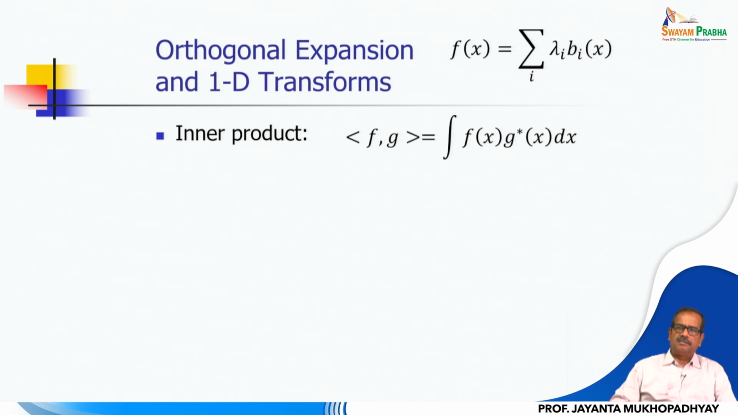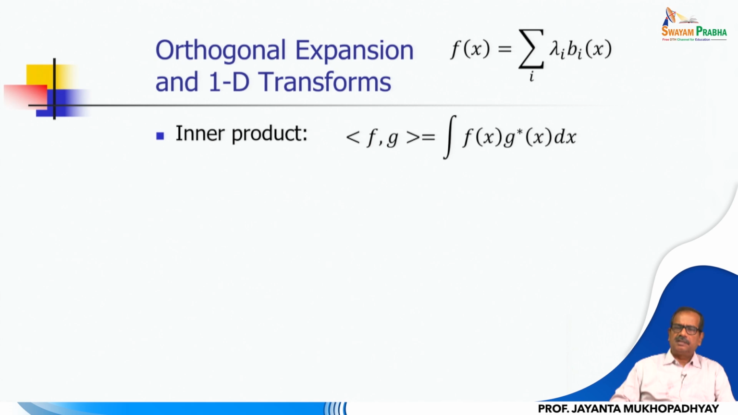And for real functions, of course, the complex conjugate can simply be substituted by the function itself, because there is no imaginary part there. The real part remains the same under the complex conjugate operation.